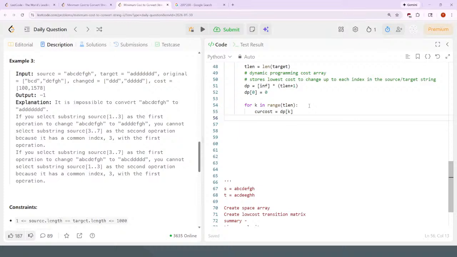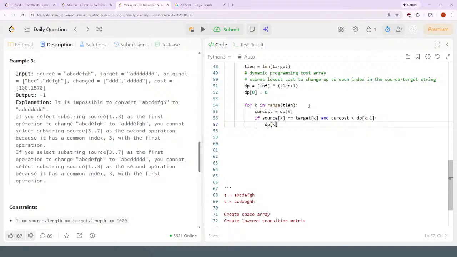I could do something like: if source at k equals target at k, so this is the same letter, and then current cost or dp at k plus 1 is equal, or say if source is equal to k and current cost is smaller than dp at k plus 1, dp at k plus 1 equals current cost.